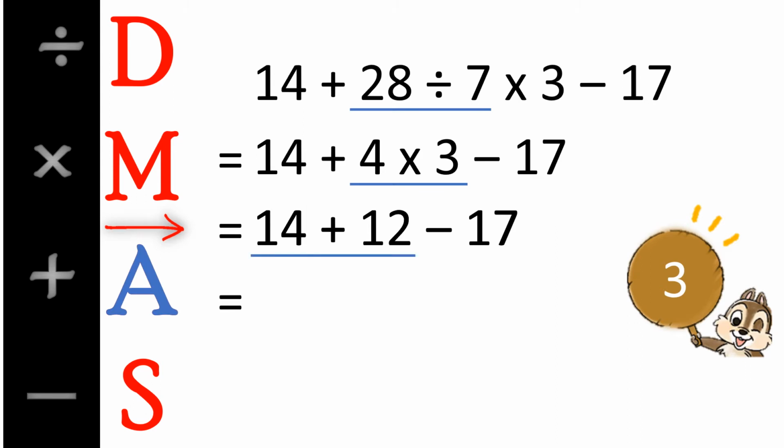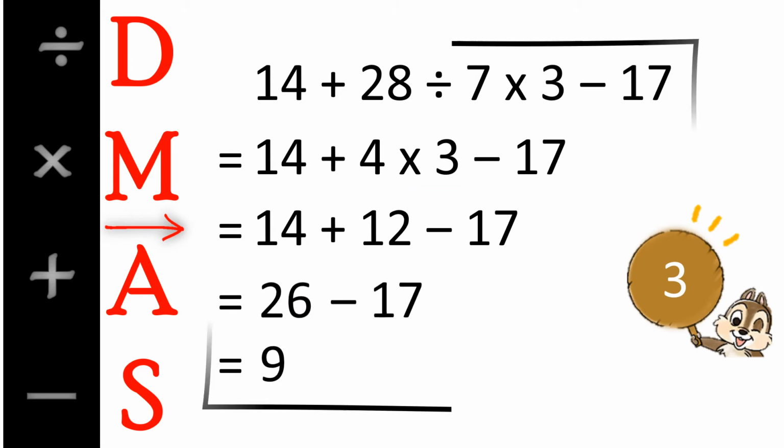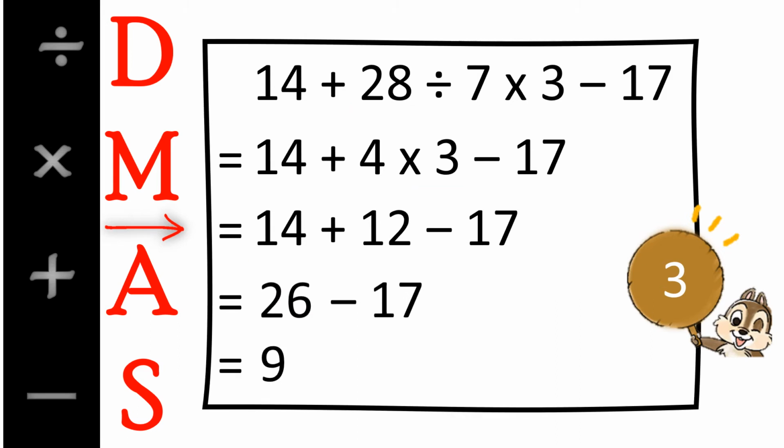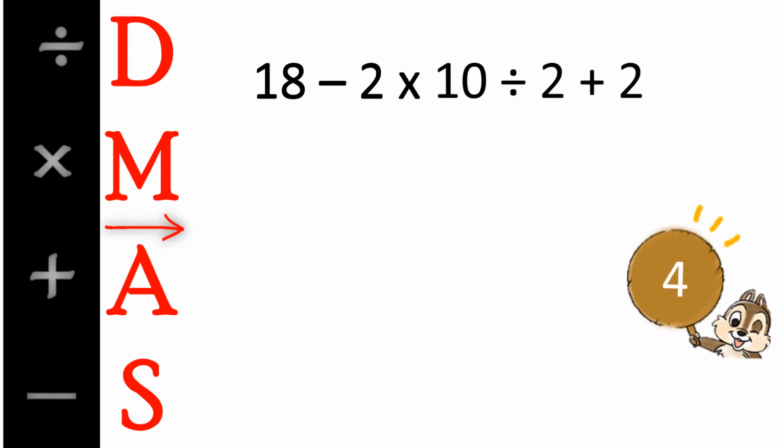So do the addition. 14 plus 12 is equal to 26 and write minus 17 as it is. Now subtract 17 from 26. We get 9. So 9 is the answer of this numerical expression. Let us solve one more question.